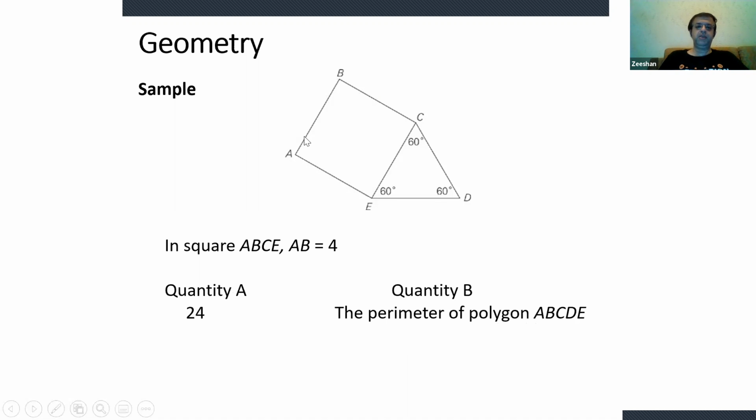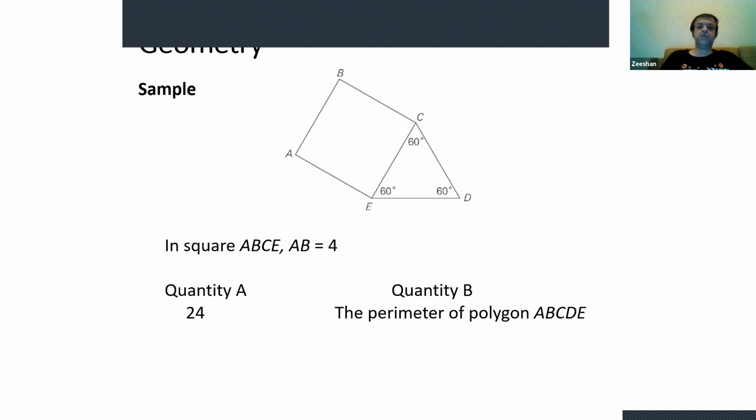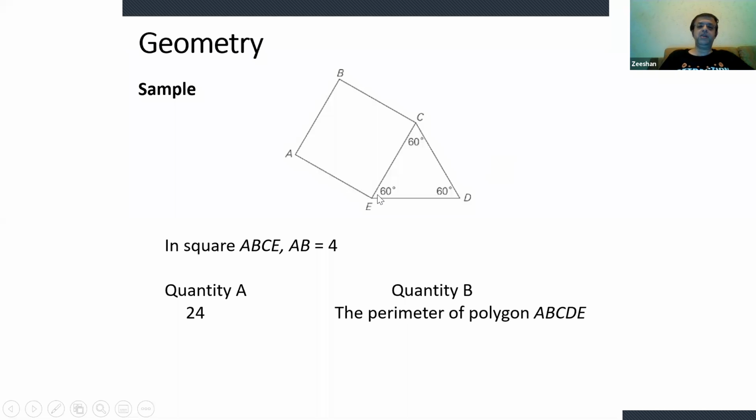And what's given to us? AB equals 4, but ABCE is a square, so all sides should be equal. So AB is 4, BC is 4, AE is 4, and CE is 4. Now we need to find these two sides as well. Incidentally, this side, CE, which is 4, is also a side of a square and a side of an equilateral triangle. We know that all sides in an equilateral triangle are equal. So if CE is 4, then ED is also going to be 4 and CD is also going to be 4.